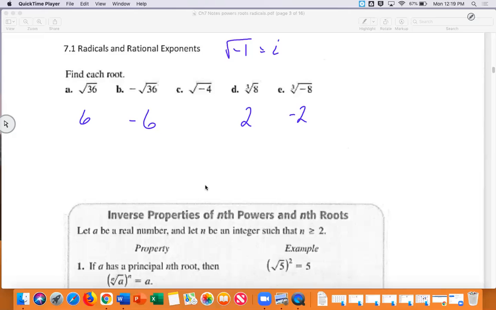Now, why did I jump over C? Because this is the square root of -4. Now, if I asked you, Cody, what's the square root of 4? You would say 2. So the square root of -4 is the square root of -1 times the square root of 4. I can break it apart. And the square root of 4 is 2, and the square root of -1 is this thing called i. So it's 2 times i, and I just write it as 2i.